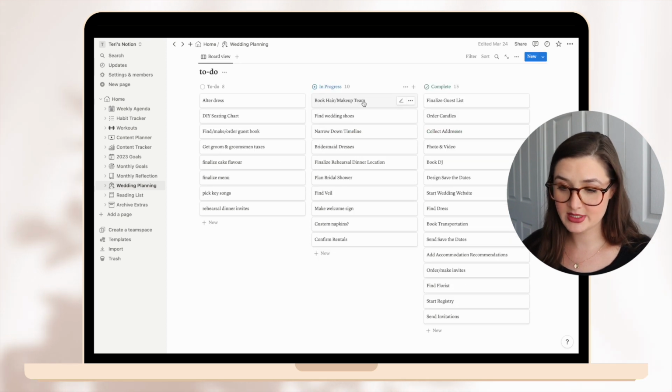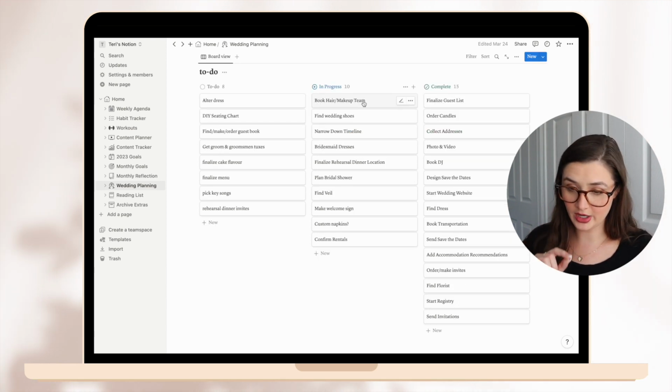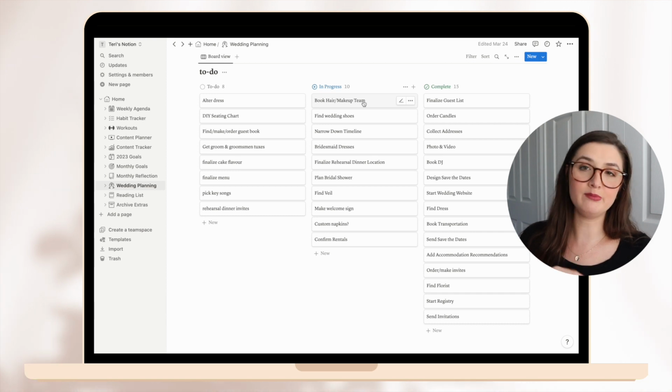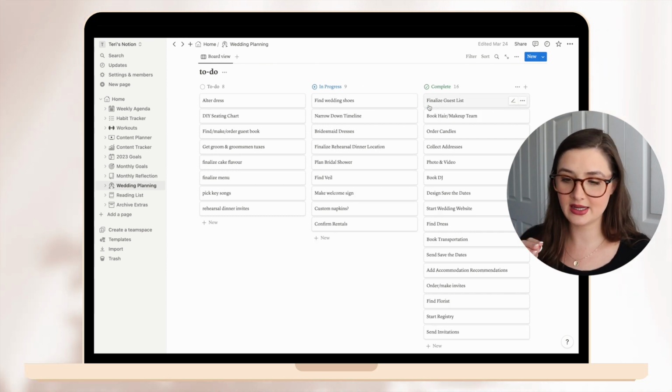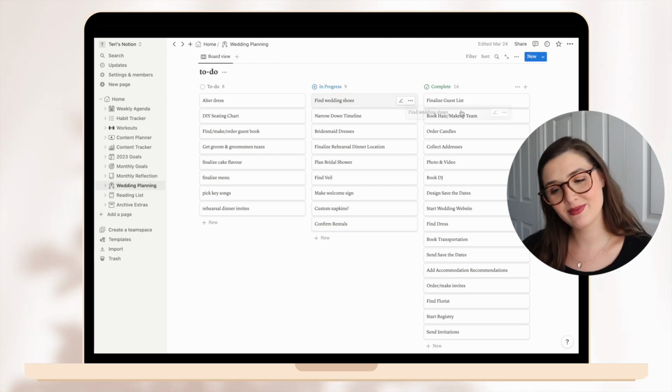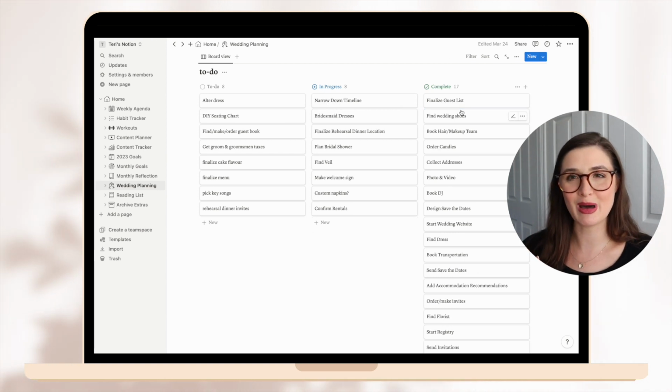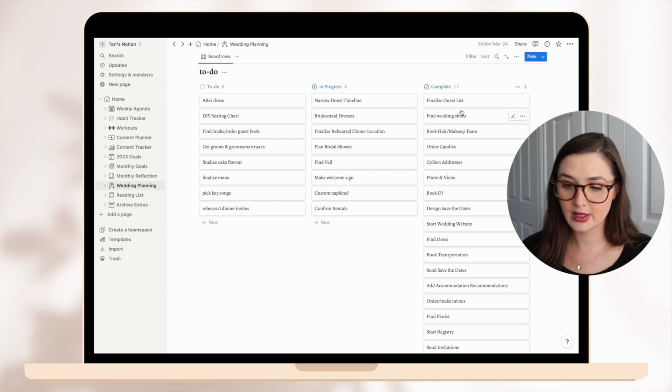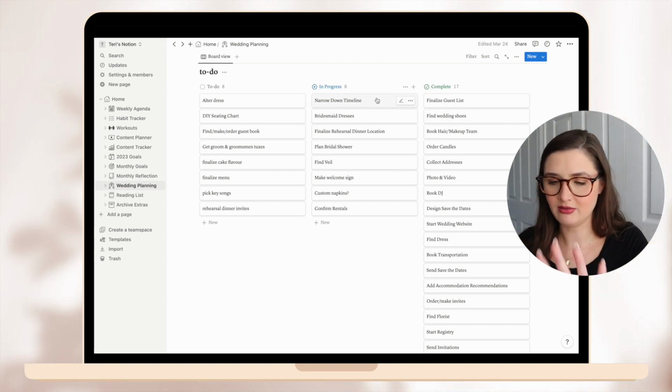Book hair and makeup team. Technically hair is 100% booked. Makeup, I'm just basically on the last stages, but I would say it's complete. Find wedding shoes, complete. I just need to zhuzh them up a bit. Narrow down timeline. I'm gonna say in progress for now, just in case.